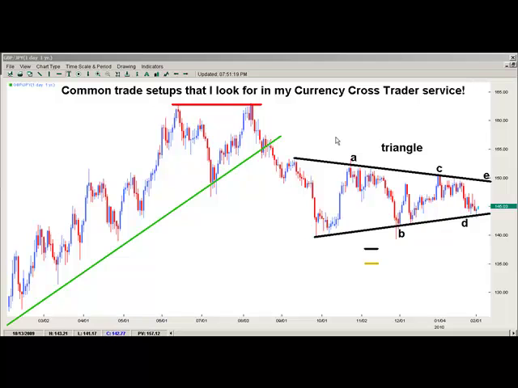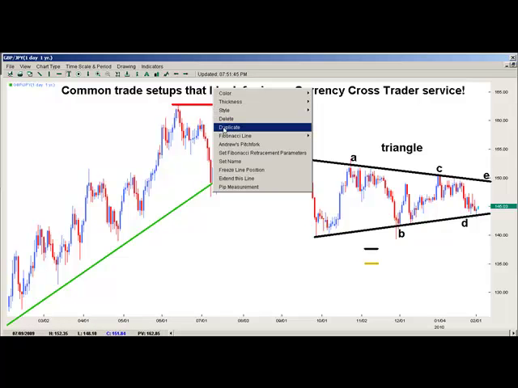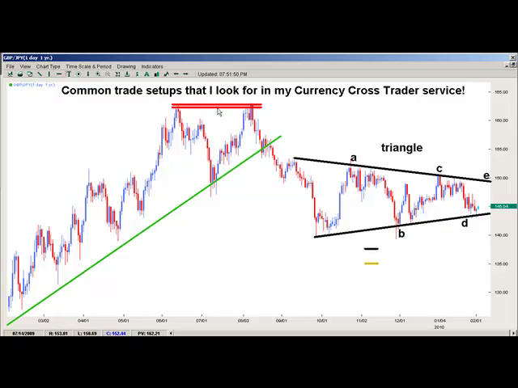And I want to talk to you today about common trade setups that I look for in my currency cross trading service. There are several different patterns and things that I look for. I look for things that we've talked about before, like double tops, but only once they're confirmed, once they break out and prove to be a double top. And I'll tell you why, because there's a lot of things that look like double tops before they are one.